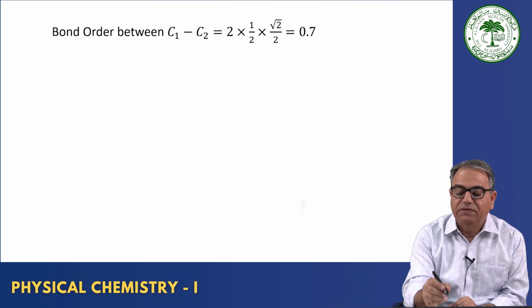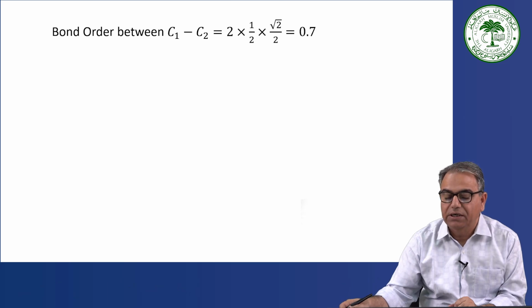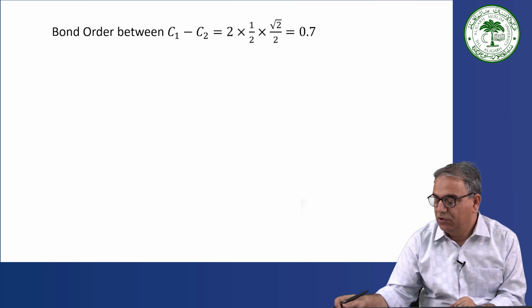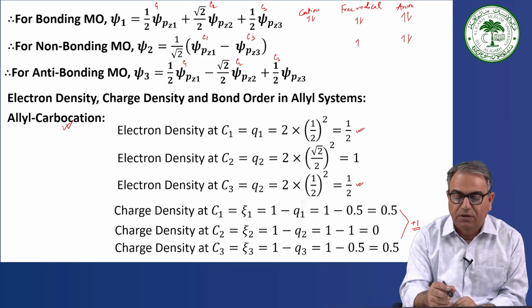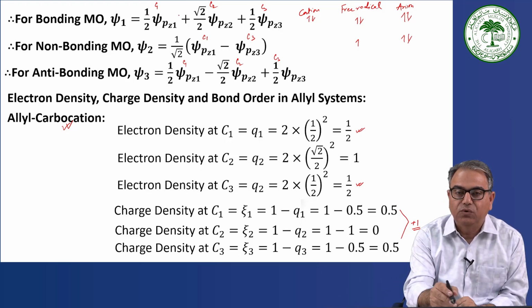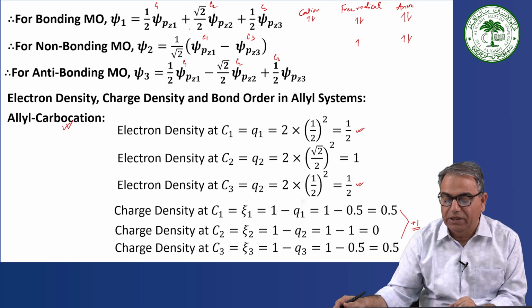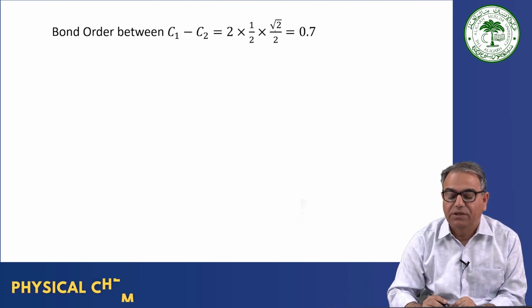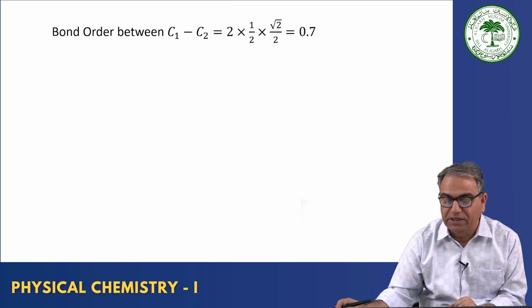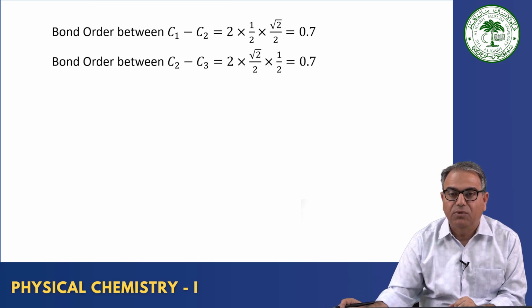Say bond order between C1 and C2 you have to calculate, and only 2 electrons are present and both the electrons are present in the bonding molecular orbital. So what you need is the coefficients of C1 and C2. The coefficients of C1 and C2 are 1 by 2 and root 2 by 2. So 2 multiplied by 1 by 2 multiplied by root 2 by 2, and the value comes out to be 0.7.